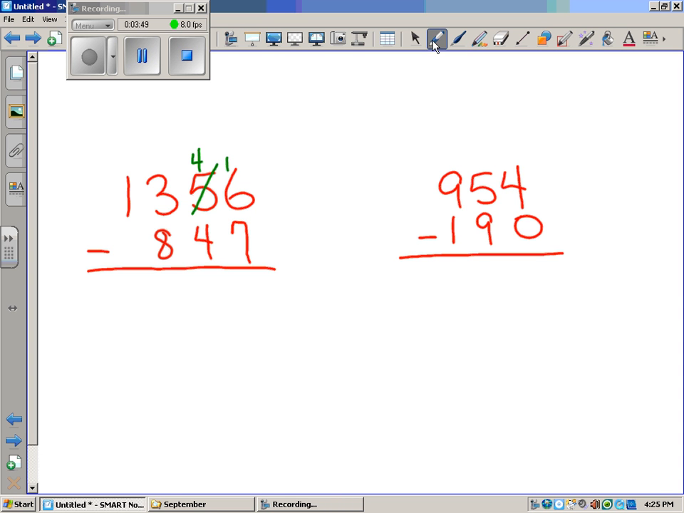16 minus 7 is 9. We put it down right there. And then we go back to our next column. 4 minus 4 is 0. We're still okay. We have to go to the third column, which is our hundreds column.